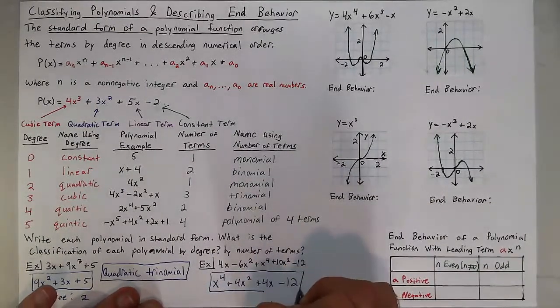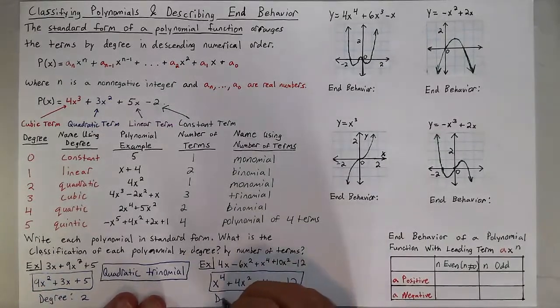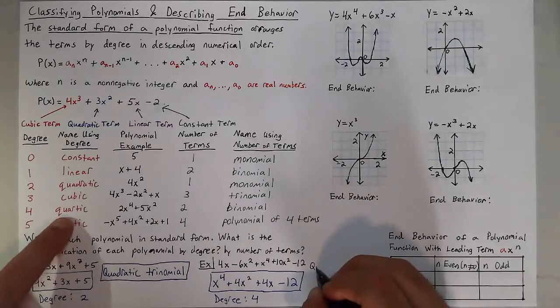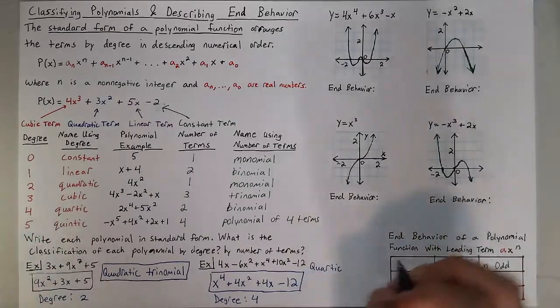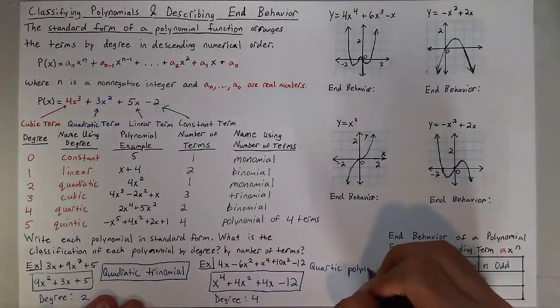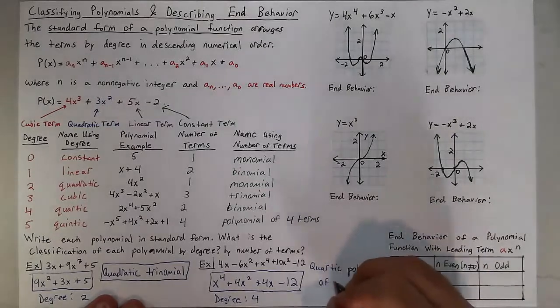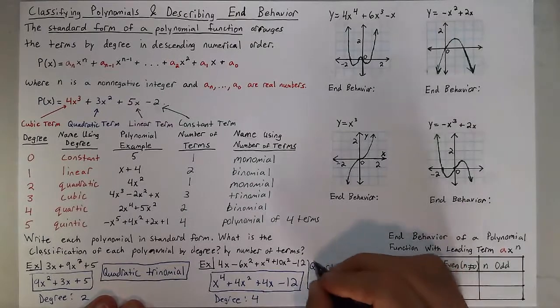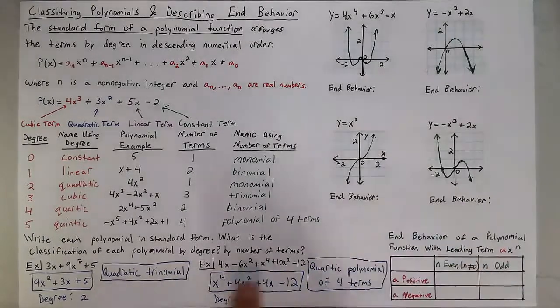And again, you have to combine those like terms. But you can see here that it is degree 4, being the highest power, so it's a quartic. And now we have 1, 2, 3, 4 terms. So it'll be a quartic polynomial of 4 terms. It used to have 5 terms, but since we found those like terms in the middle, that brought it down to 4, making a quartic polynomial of 4 terms.